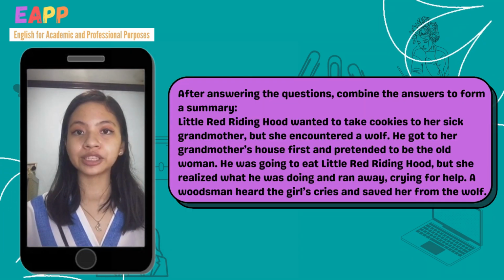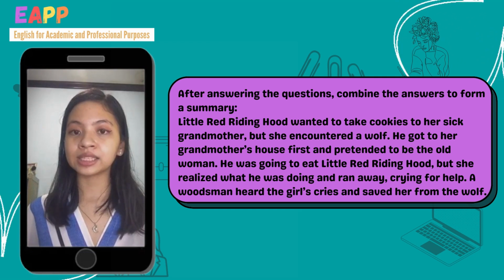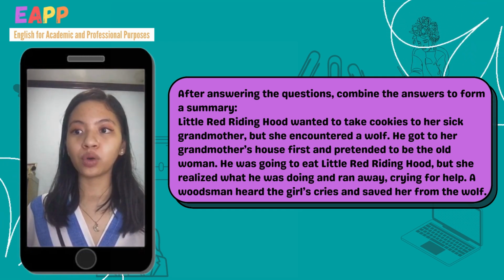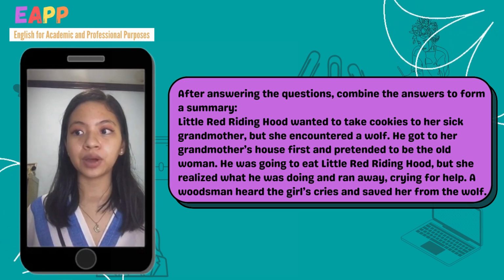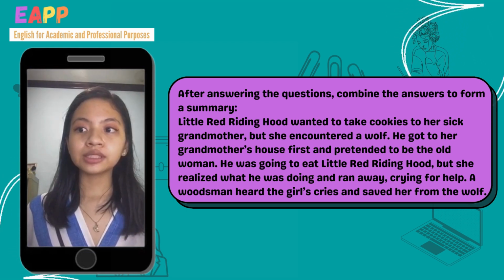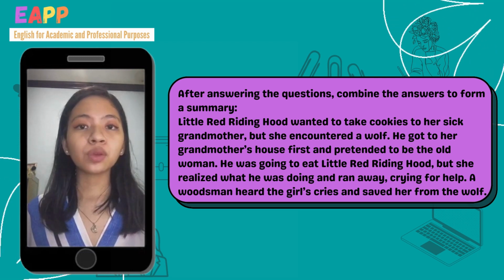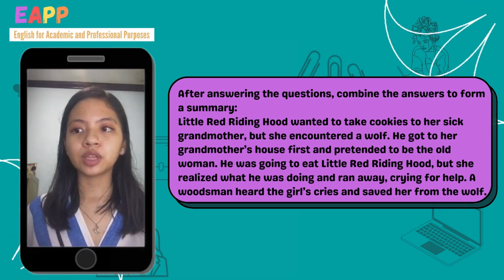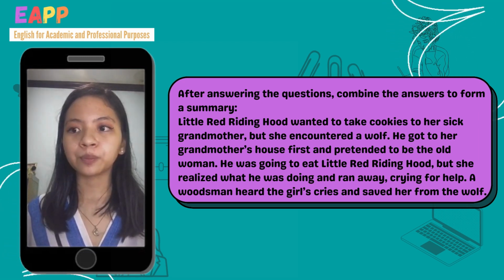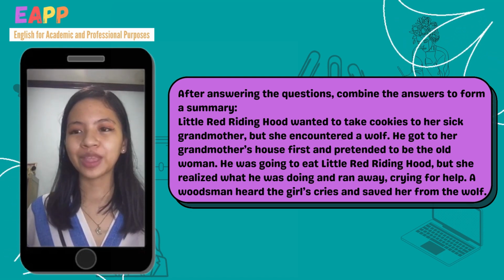After answering the questions, now we will have the paragraph that will tell us the summary of the story. Little Red Riding Hood wanted to take cookies to her sick grandmother, but she encountered a wolf. He got to her grandmother's house first and pretended to be the old woman. He was going to eat Little Red Riding Hood, but she realized what he was doing and ran away crying for help. A woodsman heard her cries and saved her from the wolf.